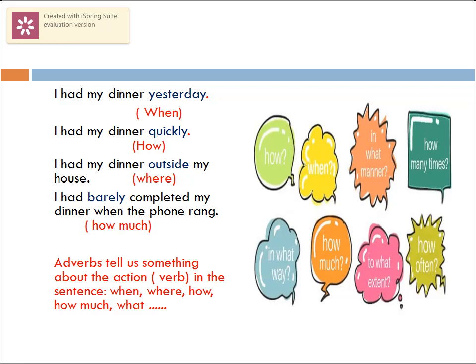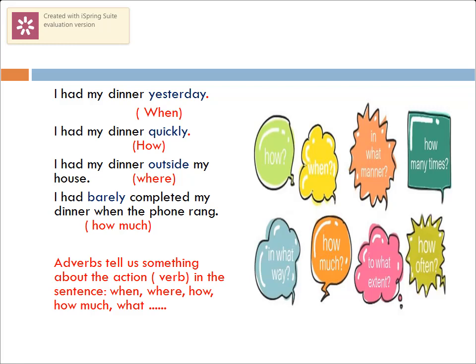Now, if you carefully observe, what we find here is, I had my dinner yesterday. The word yesterday talks about when I had my dinner, and the word quickly talks about how I had my dinner, and the word outside talks about where I had my dinner, and the word barely talks about how much I had actually done my dinner.